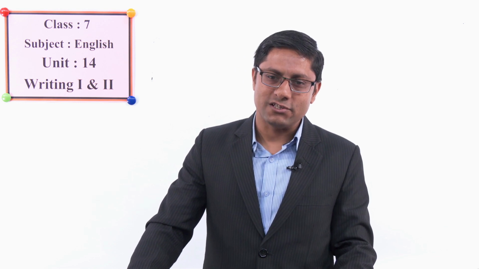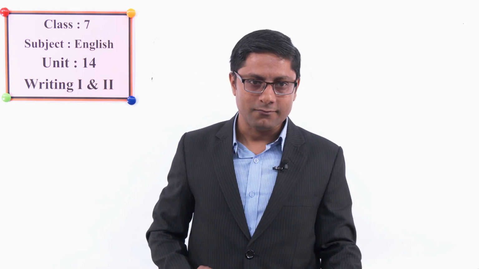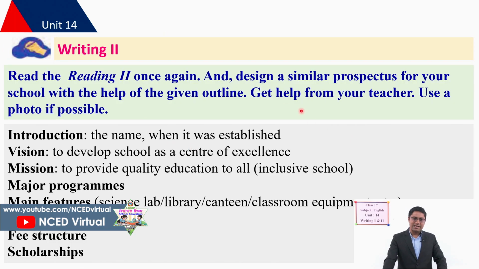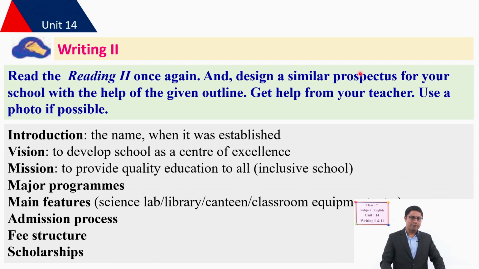Exactly, we are going to deal with the exercises under writing 2. So, please turn the book to writing 2. Dear students, see what exercise is given to you under writing 2. Read reading 2 once again, which means you read the prospectus of Saraswati Secondary School, Ilam again. That means you go through it and design a similar prospectus for your school with the help of the given outline. You are given the outlines here. You can also take help from your teacher. I am here to help you, and you can also use a photo if possible. If you do have a photo of your school, you can use it. Okay? So, let us see first what things are given here.